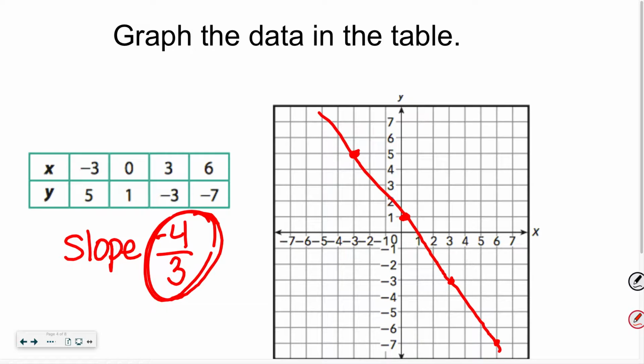It's pretty much like a unit rate. Now we know our slope. We learned that our slope is our unit rate because for every value of 1x, what's our y value? -4/3.